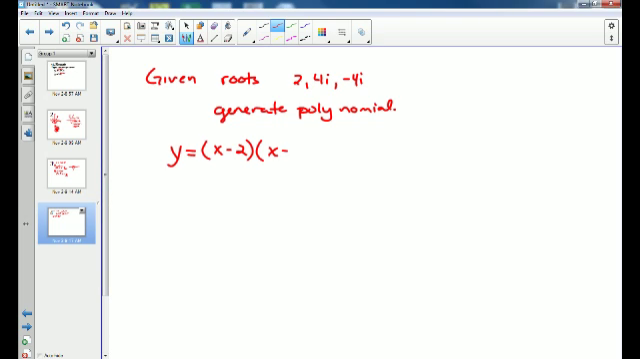4 minus, and negative 4 plus 4. There's your polynomial. Wait, that's a trinomial, right? Poly meaning many, right? So many x's. It is a trinomial, you are correct, because there are 3 of them.